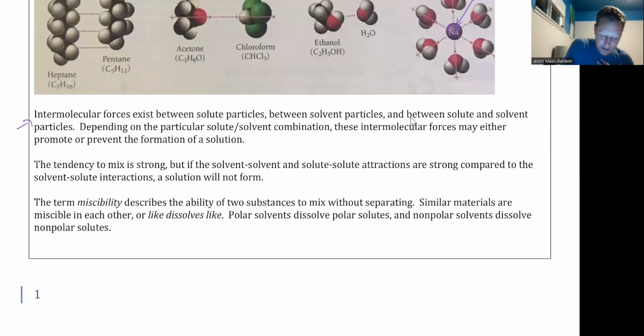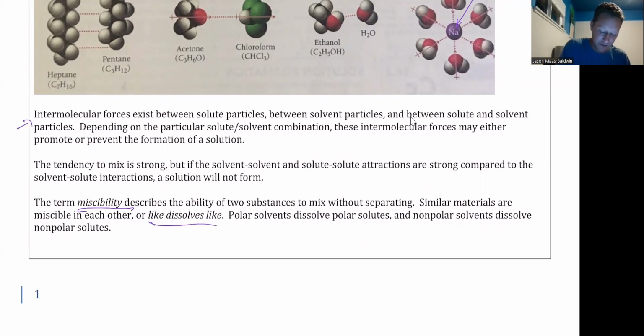Make sure you read through these paragraphs here. Intermolecular forces exist between solute particles and between solvent particles, and then also between solute and solvent particles. Sometimes things don't dissolve, and maybe that's because the solvent particles are so attracted to each other that they have no attraction for the solute. That might mean that they're not miscible. So miscibility, I often think of it as mixability. Do things dissolve in other things?